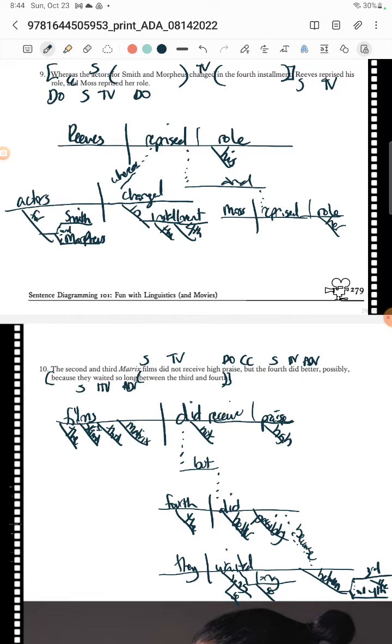All right, but we made it through. What is this? 7D. All right, you've diagrammed some compound complex sentences. You are ready to move forward and work on 7R and review this whole chapter.